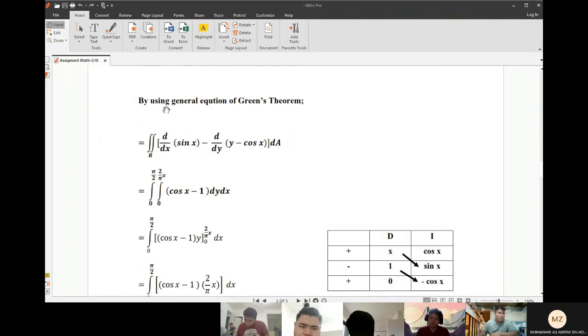Then by using the equation of Green's theorem, we put the information that we have into this formula, and then we integrate this, and we get cos x minus 1 dy dx. The limits we get from the question that has been given. That's all from me. Thank you.